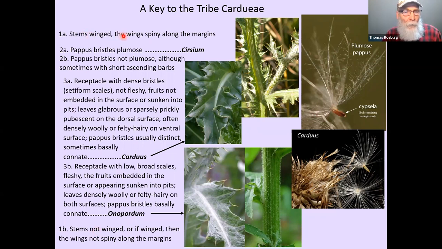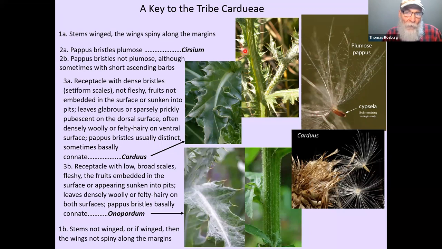So up here it says stems are winged, the wings are spiny along the margins. In this picture right here, we can see a stem, and the wing tissue is just real thin, linear tissue that comes off of the stem. It runs vertically up and down the stem. That's what we're seeing right in through here, wing tissue along the internodes. And you can indeed see some spines along them as well, or prickles.